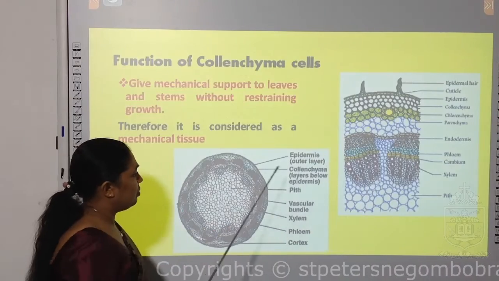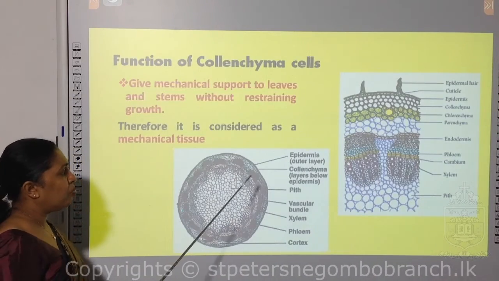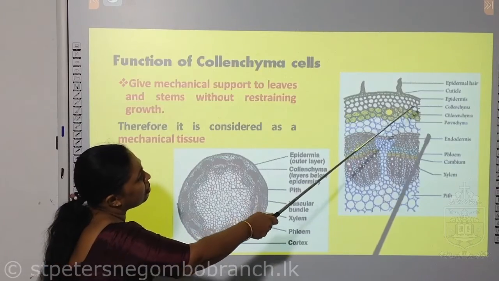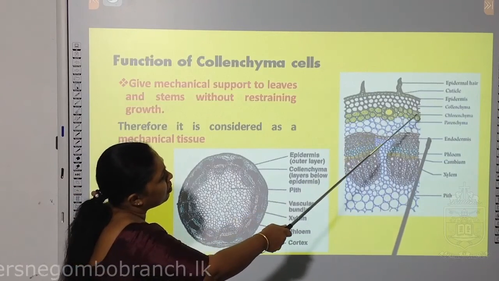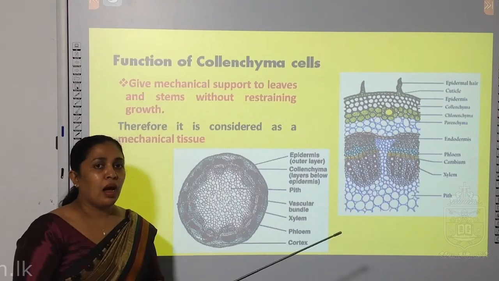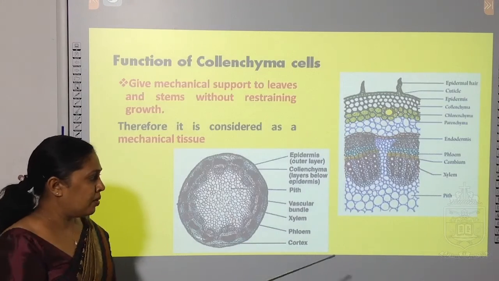And here, this is a real diagram, so it may not be very clear. Here it is a line diagram with colors. You can see this is the epidermis, and collenchyma cells are there with thickened cell walls under the epidermis.